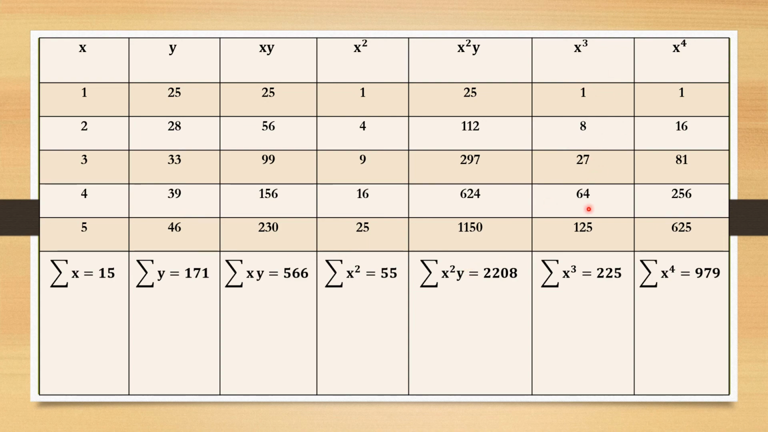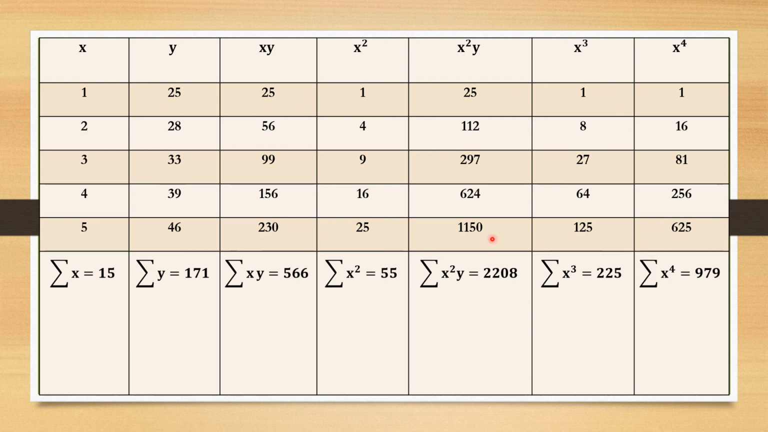Next we have x cube. X cube is the cube of the x column. So 1 cube is 1, 2 cube is 8, 3 cube is 27, 4 cube is 64, 5 cube is 125. Next we have the column x raised to 4. That is 1 raised to 4, which is 1, 2 raised to 4, 16, 3 raised to 4, 81, 4 raised to 4, 256, and 5 raised to 4 is 625.